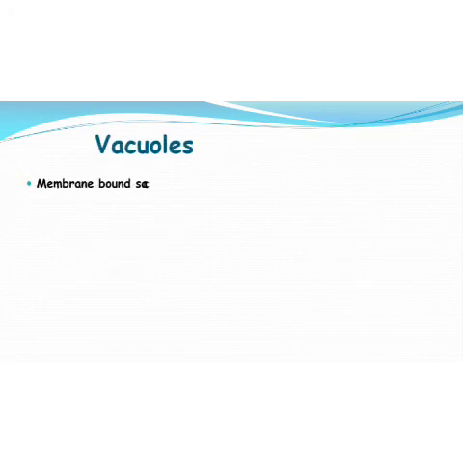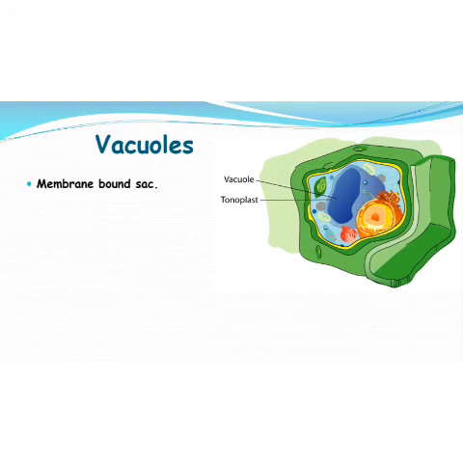Next we will study about vacuoles. Vacuoles are also membrane bound sac-like structures, right? In this figure the blue colored region shows the presence of the vacuole, and the membrane covering the vacuole is known as tonoplast, right? Vacuoles are seen to be prominent in plant cells. They may be present in animal cells.